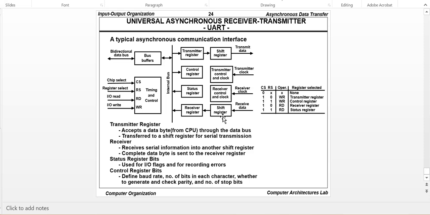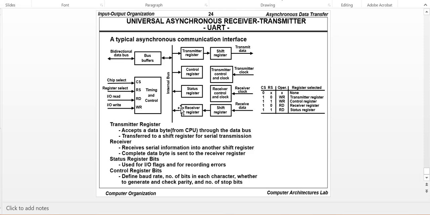Now, similarly, whenever a read instruction has to happen, the reverse will take place. The CS input, RS input, and RD input will be given, with the respective signals. Then the CPU will check the status register every time, to see whether the receiver register has got some data.